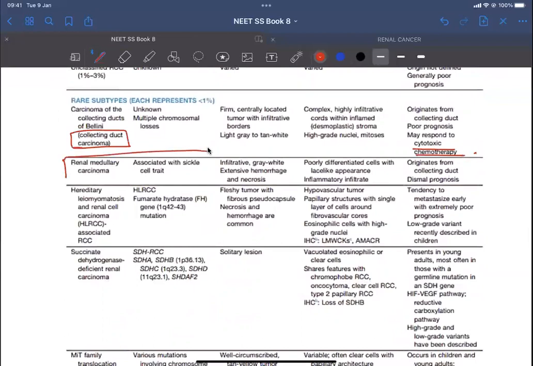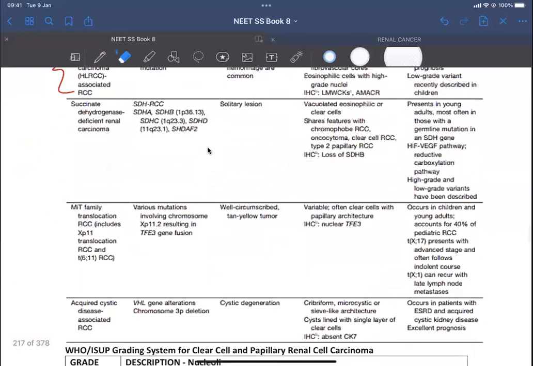And which carcinoma is associated with sickle cell trait? It is renal medullary carcinoma. That is an MCQ that you need to remember. Sickle cell trait is associated with renal medullary carcinomas. So again, this is a form of papillary carcinoma we've read about, but sometimes these can occur separately as well, which is a highly aggressive tumor.